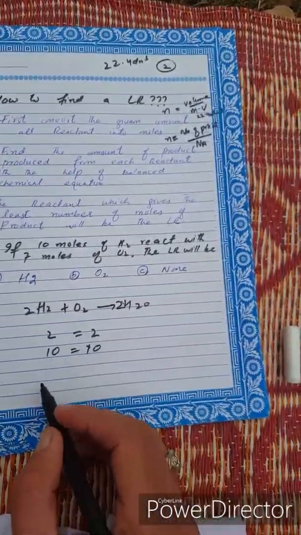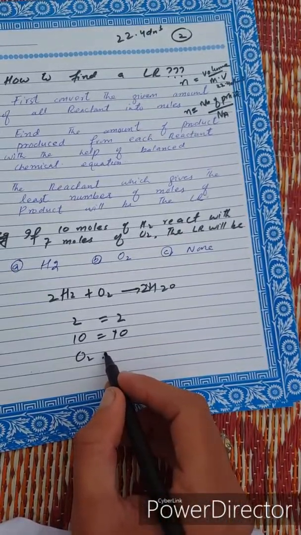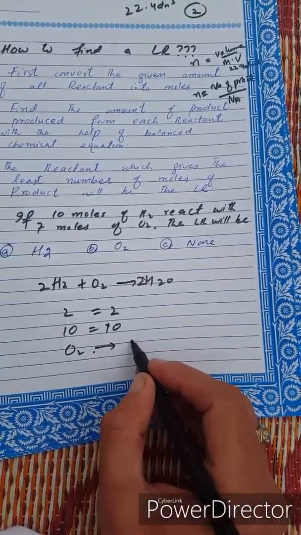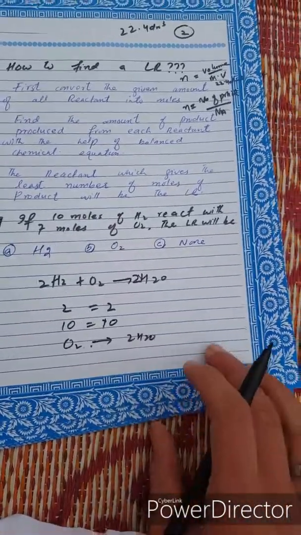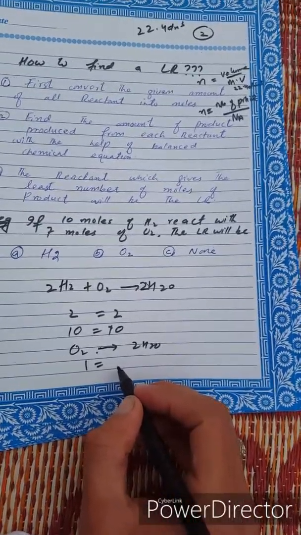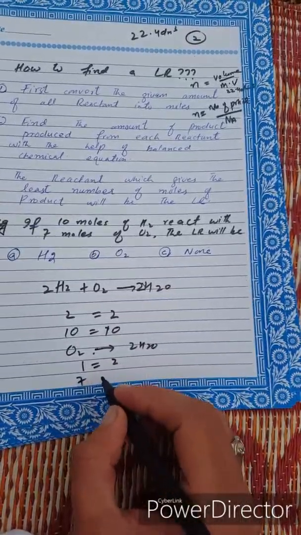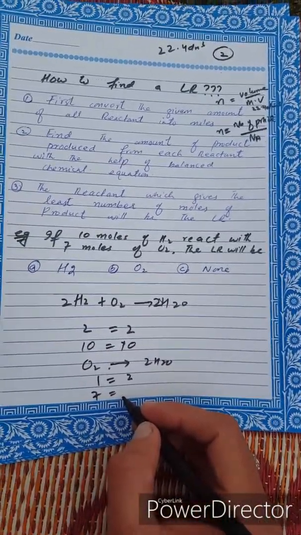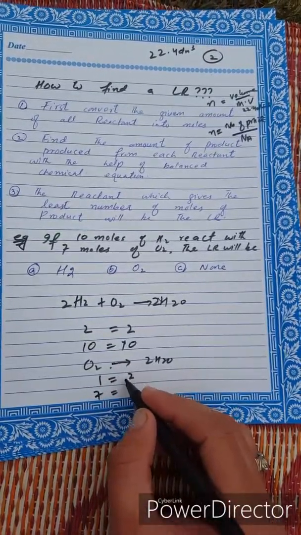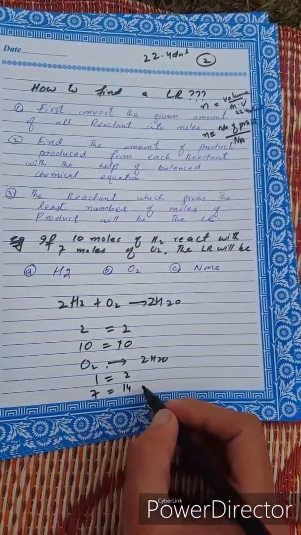Now let's come to oxygen. In the equation it is written that 1 mole of oxygen gives 2 moles of water. So if 1 mole of oxygen gives 2 moles of water, how many moles of water will 7 moles of oxygen give? It is increased 7 times, so the water should also be increased 7 times, so it will give us 14 moles of water.